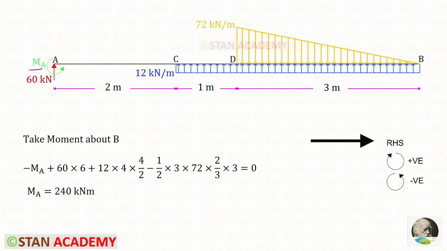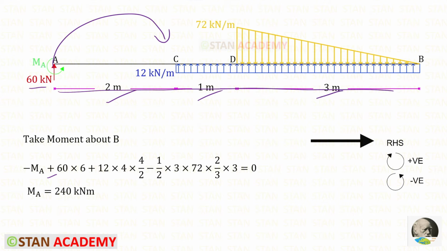To find MA from the point A, let us take moment about B. In this case, we have to follow right hand side rule. MA is acting in the anti-clockwise direction, so it will be negative. RA is acting in the clockwise direction, so it will be positive, and the distance is 2 plus 1 plus 3, so it will be 6.